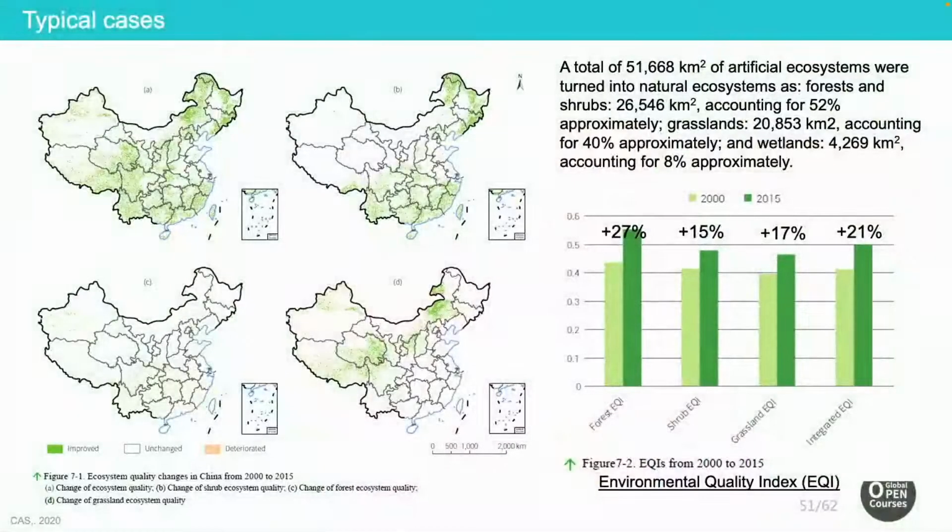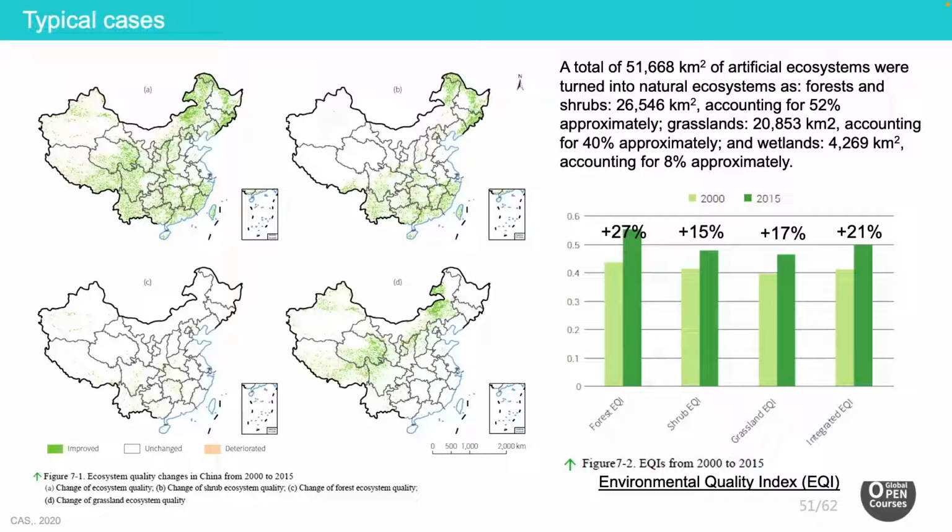Here we can see more details about the results. A total of 50,000 square kilometers of artificial ecosystems, mainly agriculture areas, were turned into natural ecosystems: forest and shrublands accounting for 52%, grasslands accounting for 40%, and wetland accounting for approximately 8%, which means 退耕还林, 退耕还草, and 退耕还湿.